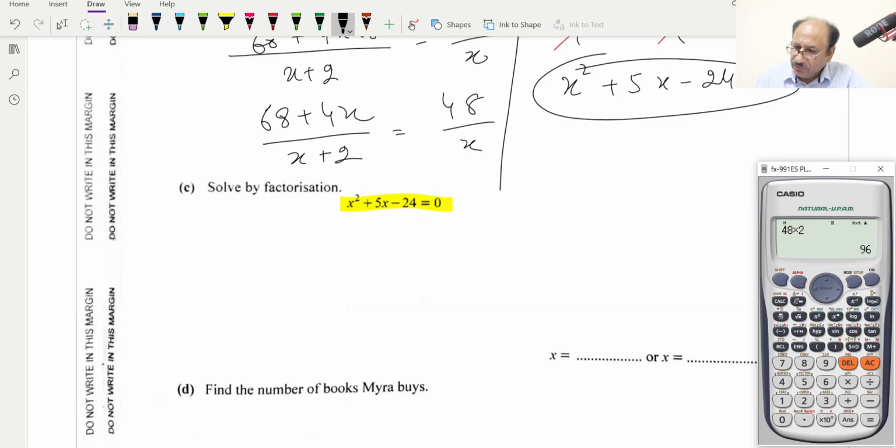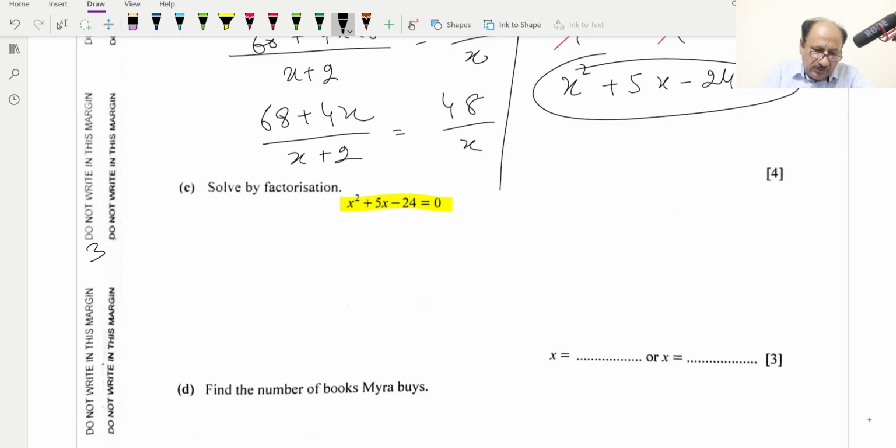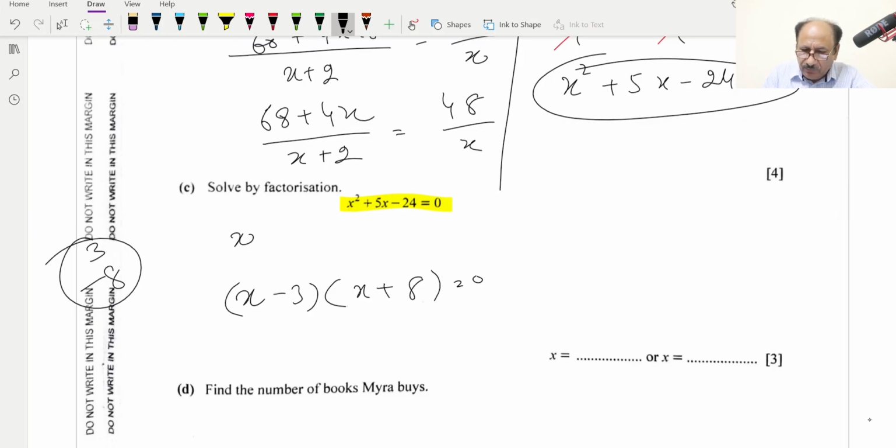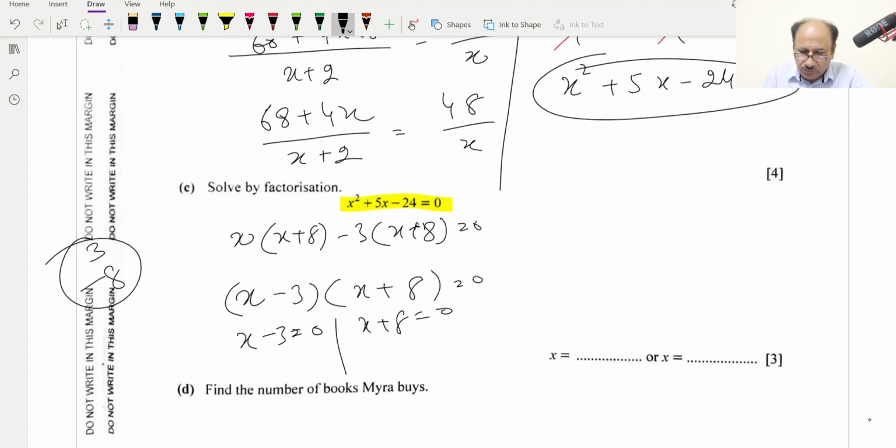We can use the calculator in mode 5 3. The coefficient of x squared is 1, the coefficient of x is 5, and the constant is minus 24, so this will be 3 and minus 8. Changing the sign, we get x minus 3 and x plus 8 is equal to 0, and we can write the intermediate step: x multiplied by x plus 8, and minus 3 into x plus 8 is equal to 0. Now x minus 3 is equal to 0, or x plus 8 is equal to 0. So x is equal to 3 or x is equal to minus 8. So 3 or minus 8 will be our answer for this part.